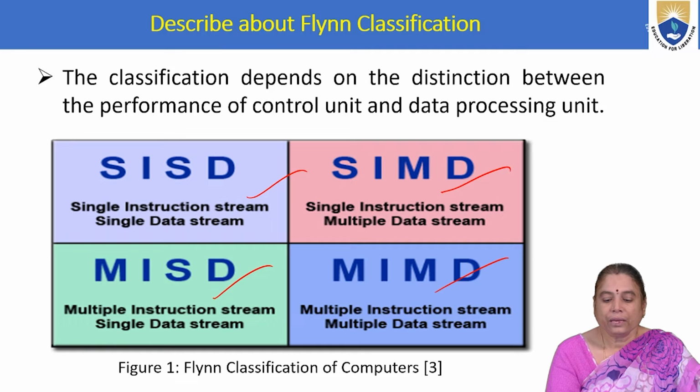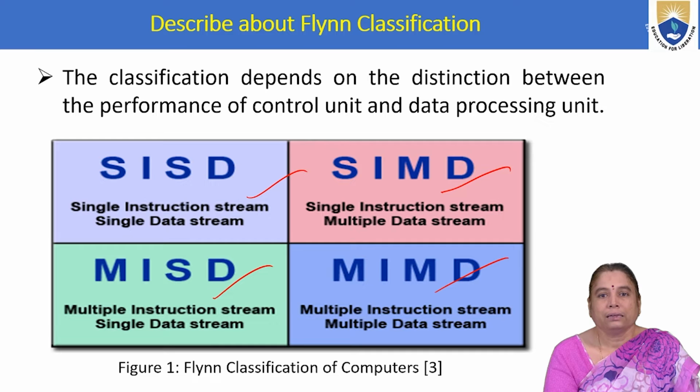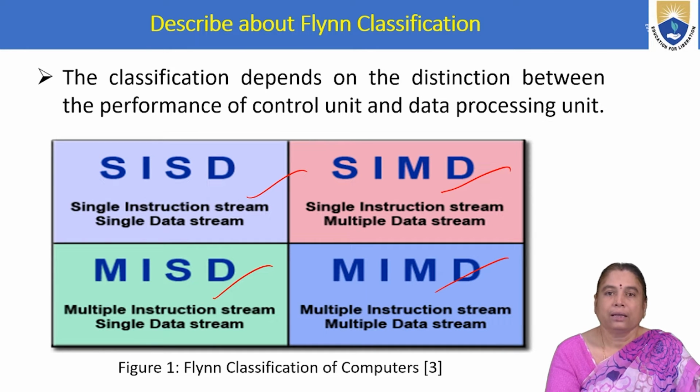SISD means single instruction stream, single data stream. SIMD means single instruction stream, multiple data stream. MISD means multiple instruction stream, single data stream. MIMD means multiple instruction stream, multiple data stream. Whether the instruction path is a single bus or multiple buses, and how data operands are fetched and used in the computation, is specified by the data stream.